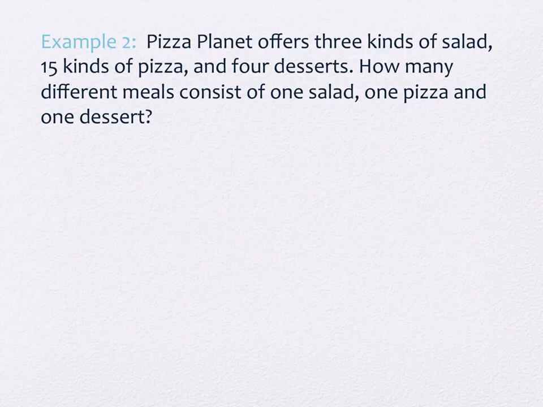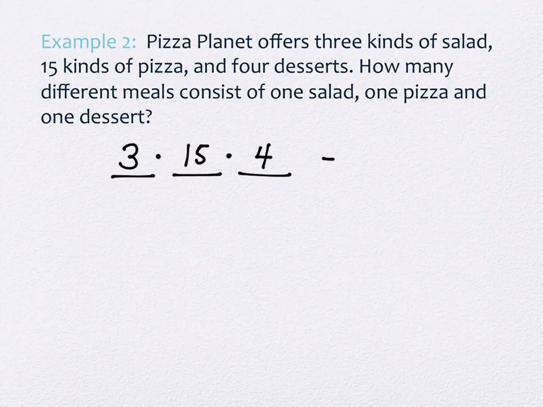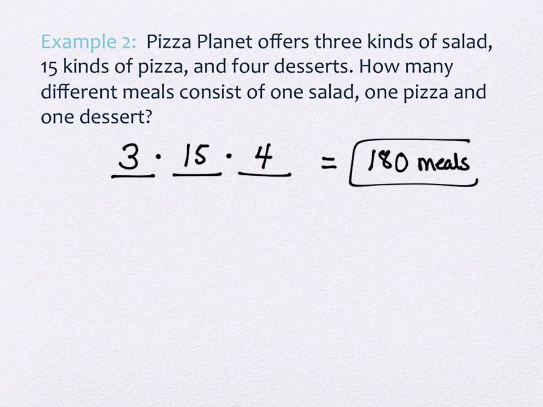Well, there's 3 different things that we have as events. We have the salad, we have the pizza, and we have the dessert. And we multiply the number of salads, that's 3, times the number of pizzas, that's 15, times our number of desserts, that's 4, and that will be the total number of meal deals. That's the fundamental principle of counting in play. And what do you get if you multiply these out together? It is 180. So there's 180 different meals of this variety.